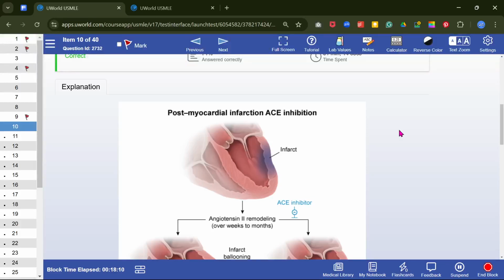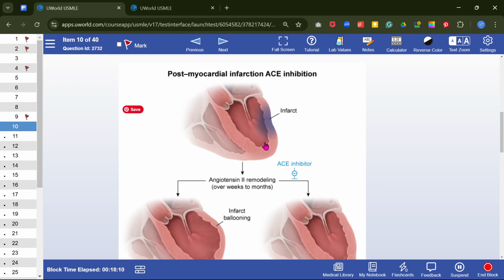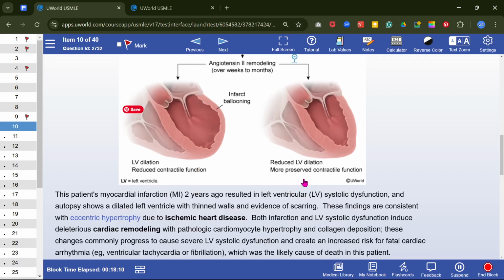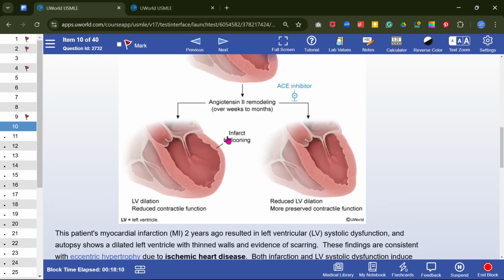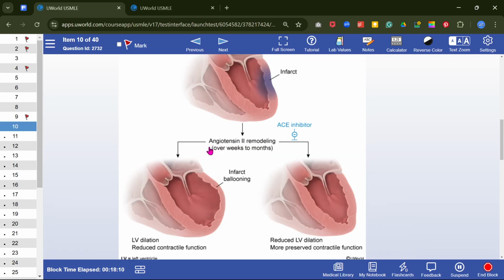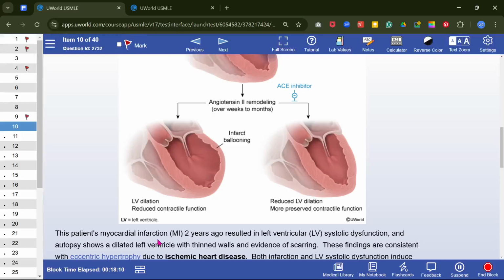Okay, it's post-MI, ACE inhibition. If there is a myocardial infarct, you give an ACE inhibitor. It will reduce left ventricular dilatation and better preserve contractile function. Angiotensin II drives remodeling over weeks to months, with infarct ballooning, left ventricular dilatation, and reduced contractile function.